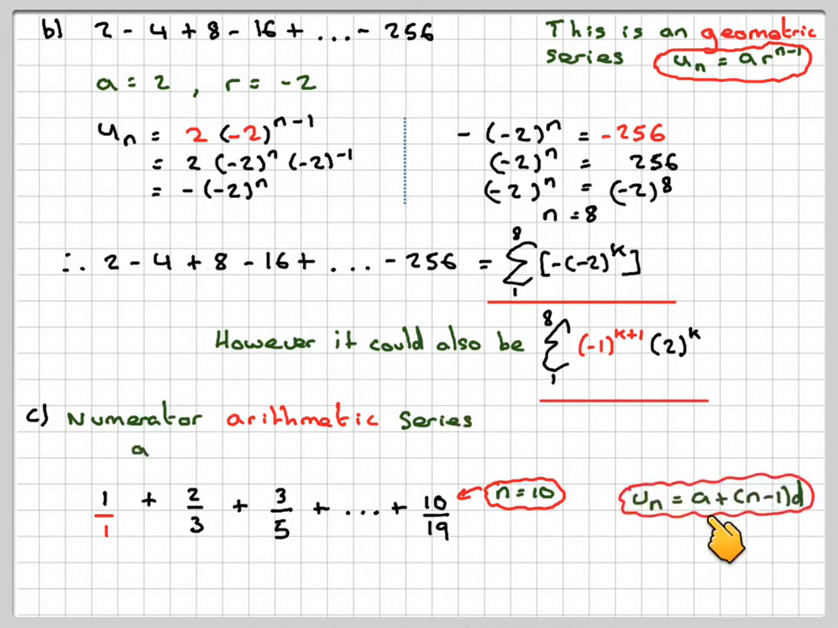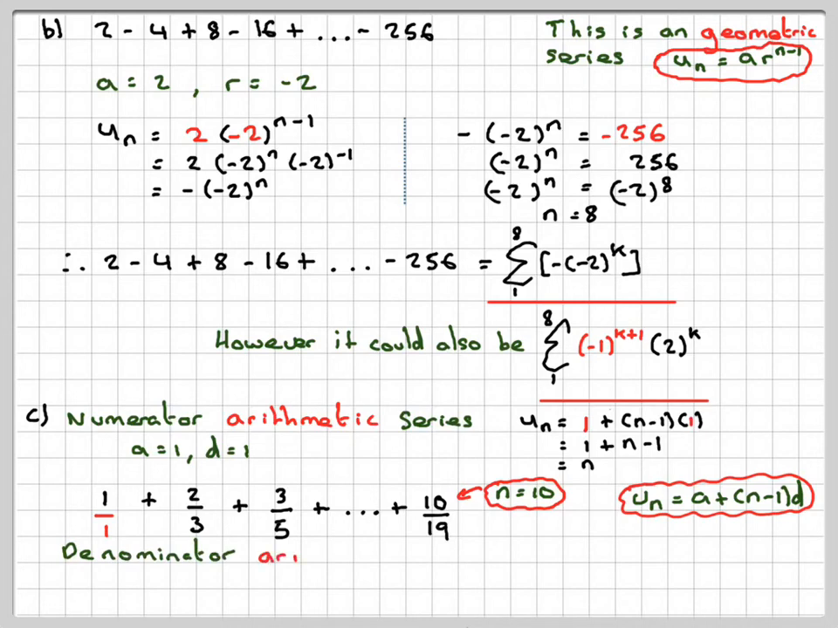We've got that un is a plus n minus 1 times d. So a is 1 and d is 1. First term, second term. We're just looking at the numerator here only. So using this, we've got the first term plus n minus 1 times the common difference. That gives 1 plus n minus 1, which just gives n. For the denominator, it's also an arithmetic sequence with first term 1 and common difference 2.